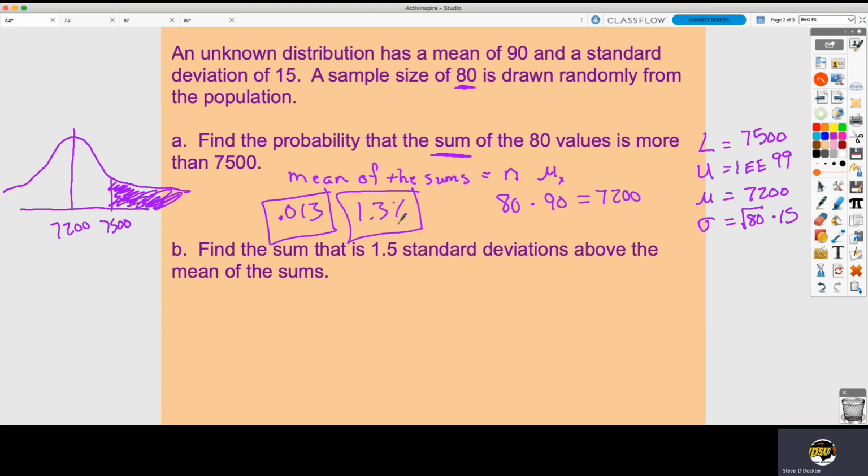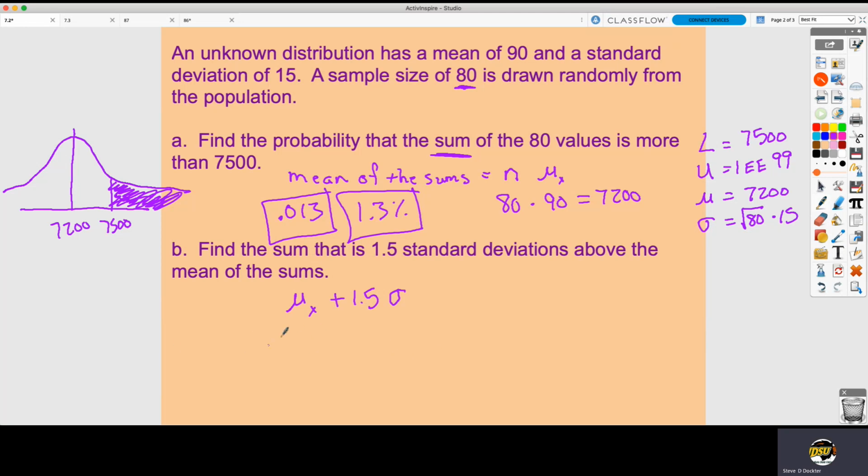All right, down below, find the sum that is 1.5 standard deviations above the mean of the sums. Well, what do we do with that? What do you think that equation is going to be? We're going to take our mean of the sums, so our mu of x. And then it's above, so we're going to add 1.5 times our standard deviation.